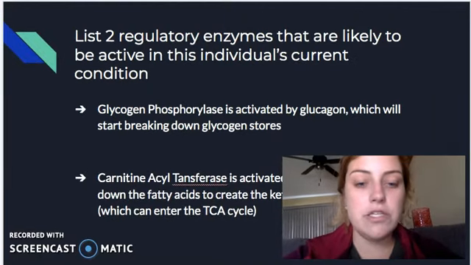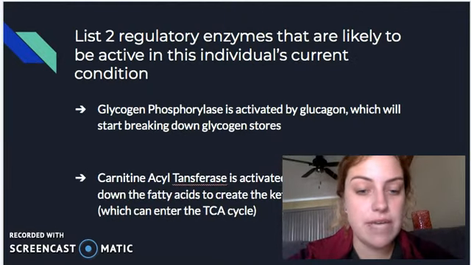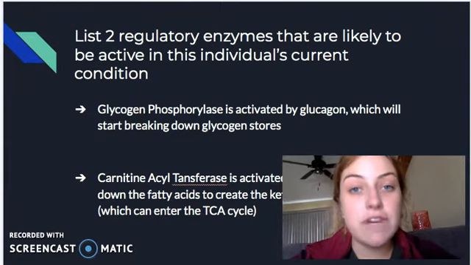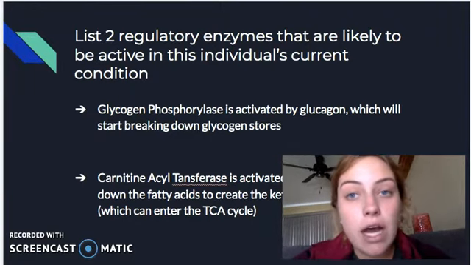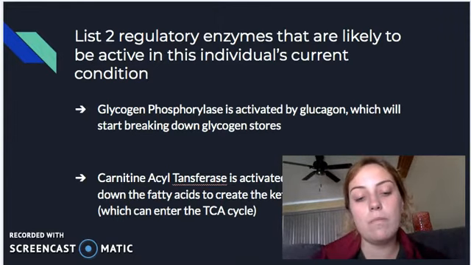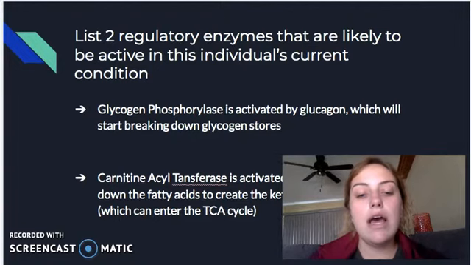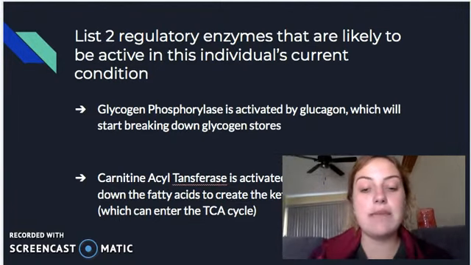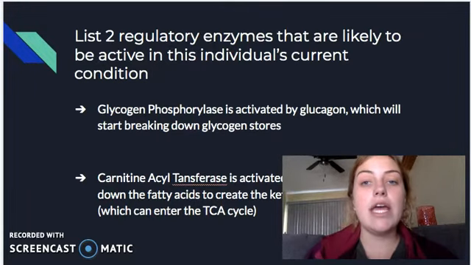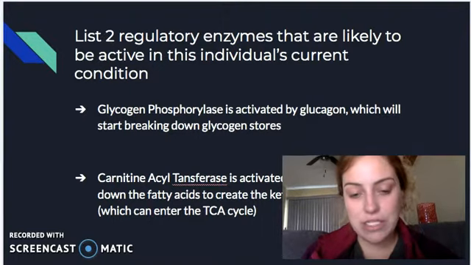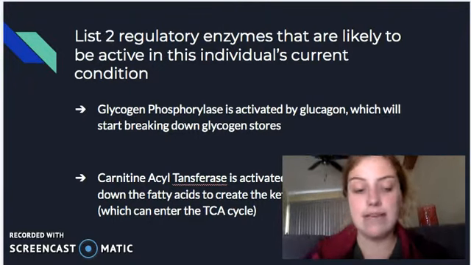The third part, list 2 regulatory enzymes that are likely to be active in this individual's current condition. So glycogen phosphorylase is activated by glucagon, which will start breaking down glycogen stores, and then carnitine acyl transferase is activated by glucagon and will break down the fatty acids to create the ketone bodies and acetyl-CoA, which can then enter the TCA cycle.